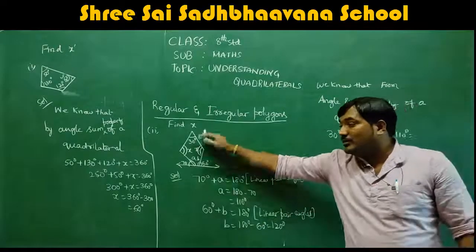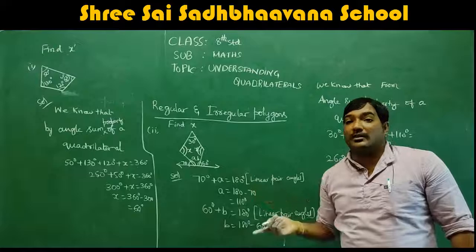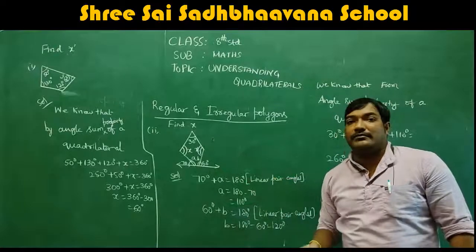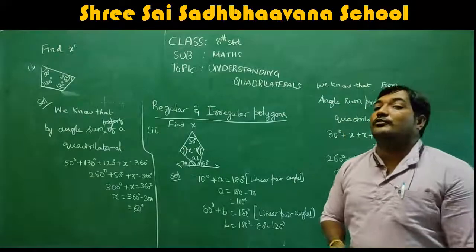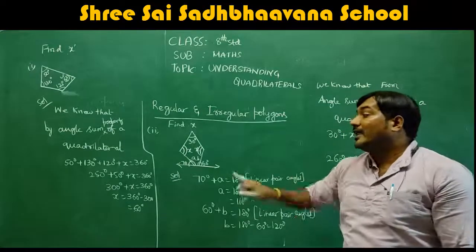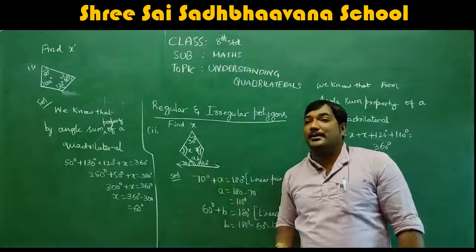In this, if you observe, these A and B values are not given. I am only assuming A and B. They didn't give anything, they left it blank. So they are asking me to find the value of x. So for that, I assumed these unknown angles as A and B.